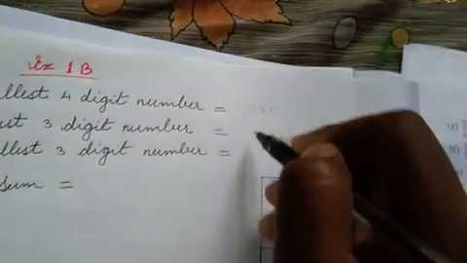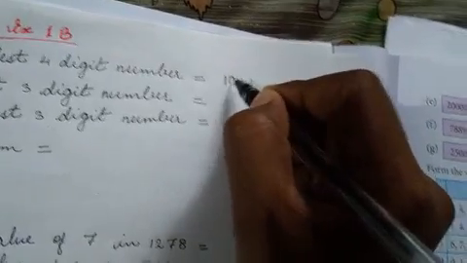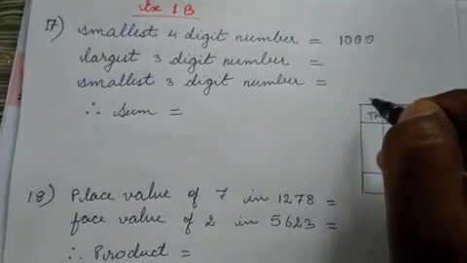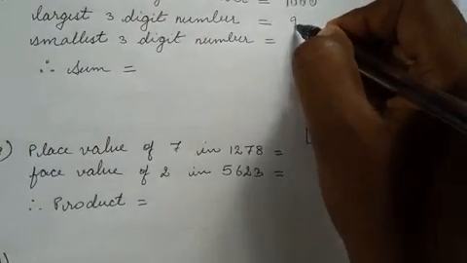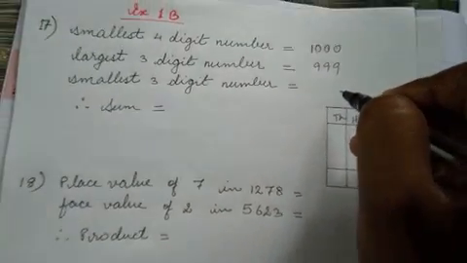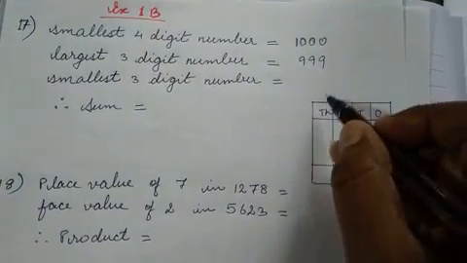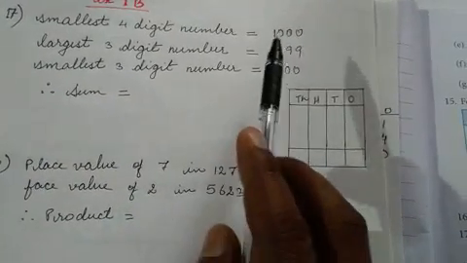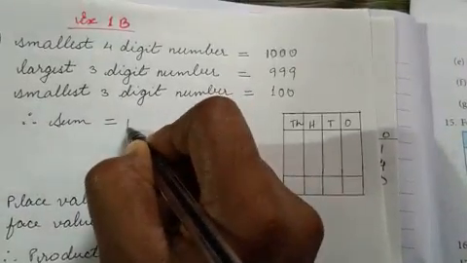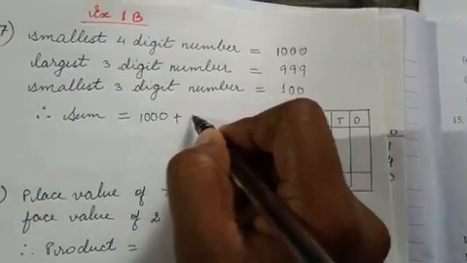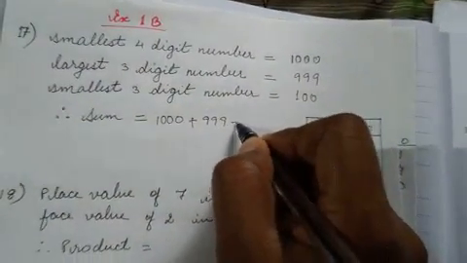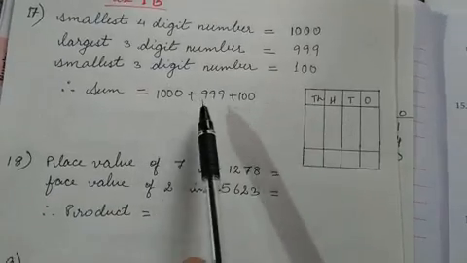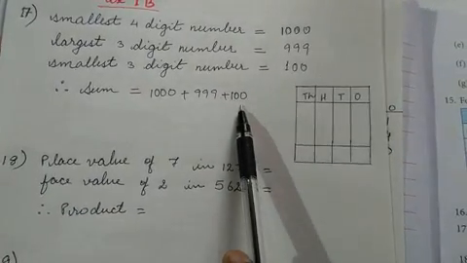The smallest 4-digit number I gave you in the previous class is 1000, and the largest 3-digit number, you know this, is 999. The smallest 3-digit number starts with 1 and the rest are zeros, so it is 100. The sum is 1000 plus 999 plus 100.